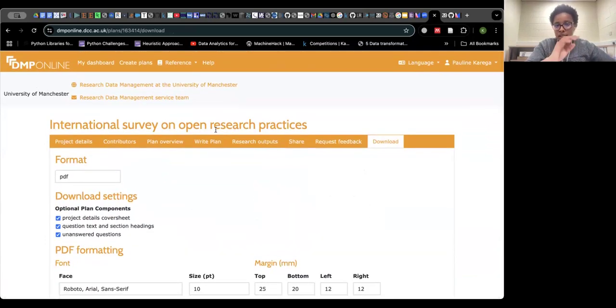This is a very useful tool. It has a very good database, with very many openly available data management plans or templates, so you don't have to reinvent the wheel or start thinking about other ones. Just go to DMP Online and try it out.